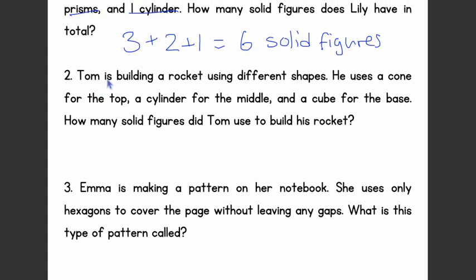Number 2, Tom is building a rocket using different shapes. He uses a cone for the top, a cylinder for the middle, and a cube for the base. How many solid figures did Tom use to build his rocket? So you used a cone, a cylinder, and a cube. That's 1 plus 1 plus 1, which is just 3. 3 solid figures.